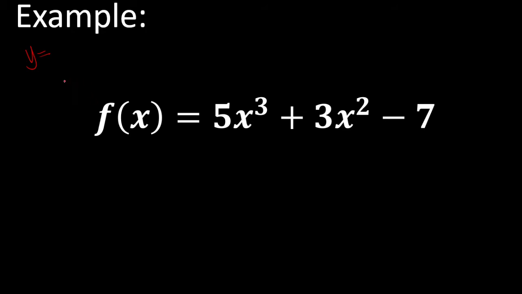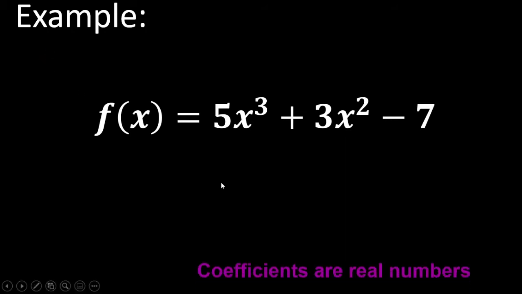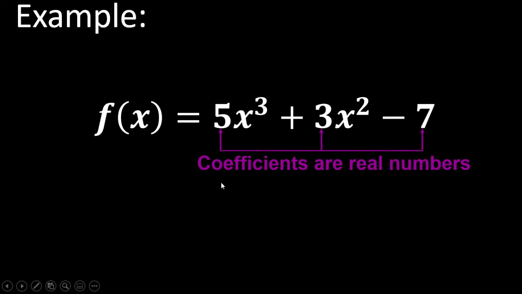They are functions. And going back, say if we have f of x is equal to 5x cubed plus 3x squared minus 7. Now, these are the coefficients. We have 5, positive 3, and negative 7. So, these are the coefficients.